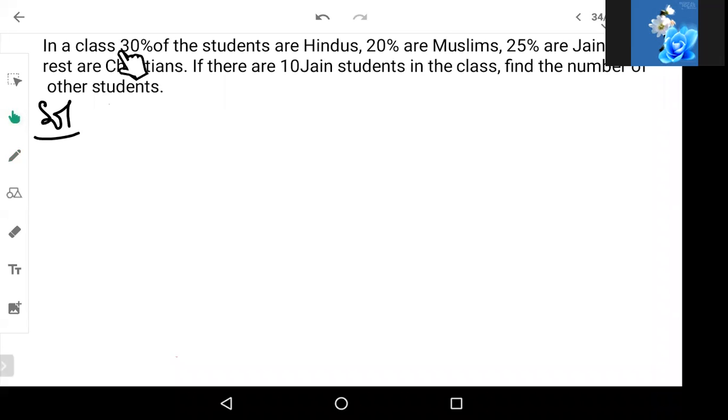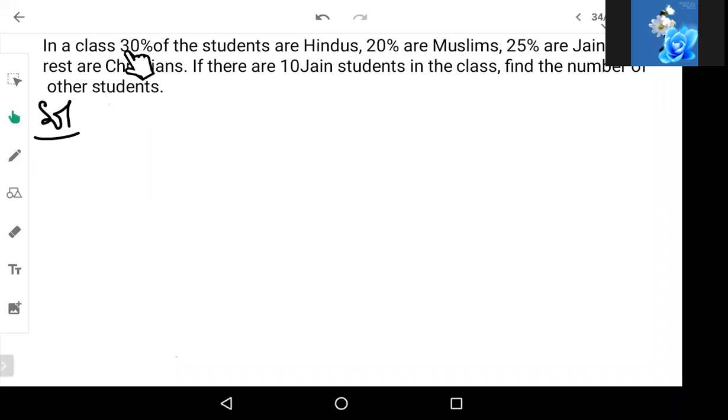In a class, 30% of the students are Hindus, 20% are Muslims, 25% are Jain, and the rest are Christians. There are 10 Jain students in the class. Find the number of other students. So this is our next question.